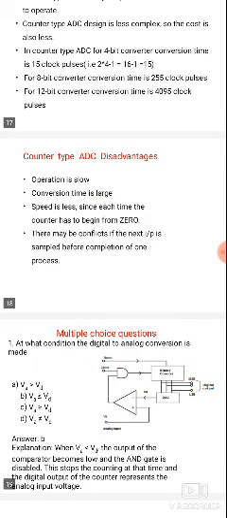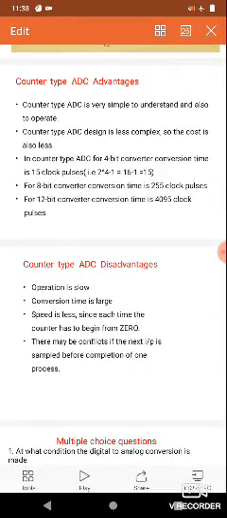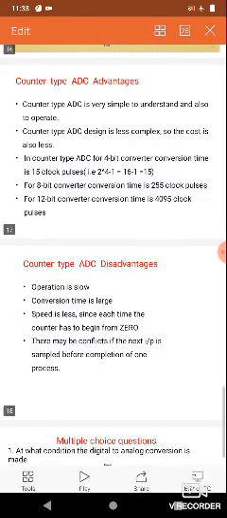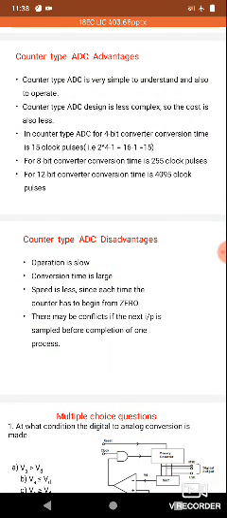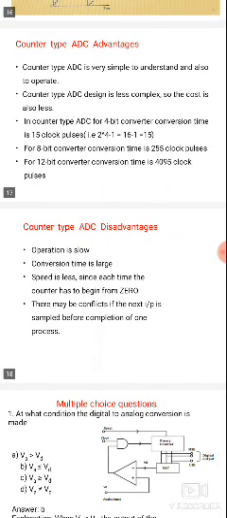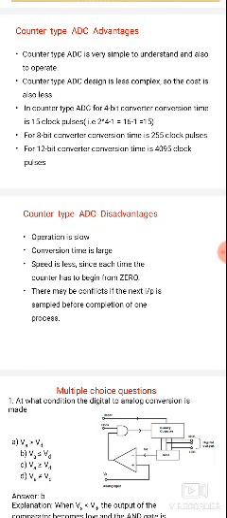In the counter type ADC, for 4-bit conversion, the conversion time is 15 clock pulses. How do we get 15 clock pulses? In an ADC the conversion requires 2 power n minus 1 clock pulses. For a 4-bit converter, n is equal to 4, so 2 power 4 minus 1. The conversion time of 15 clock pulses is required. For 4-bit conversion it requires 15 clock pulses.